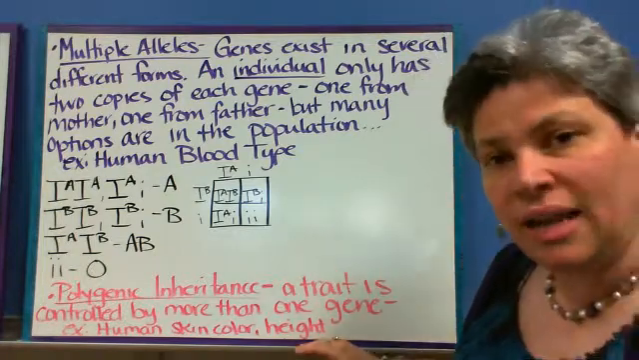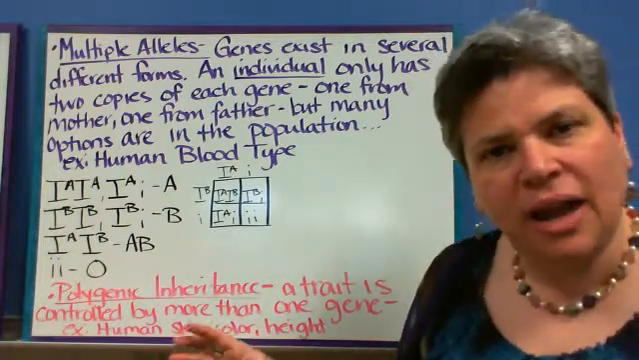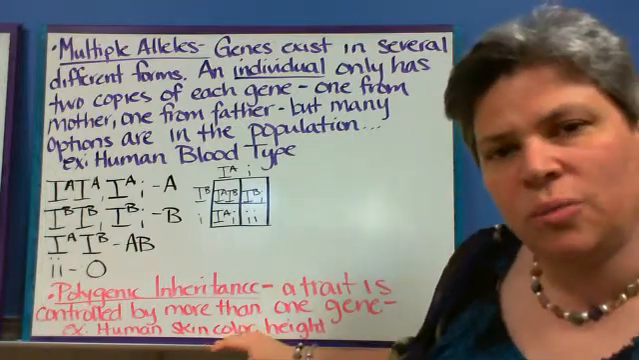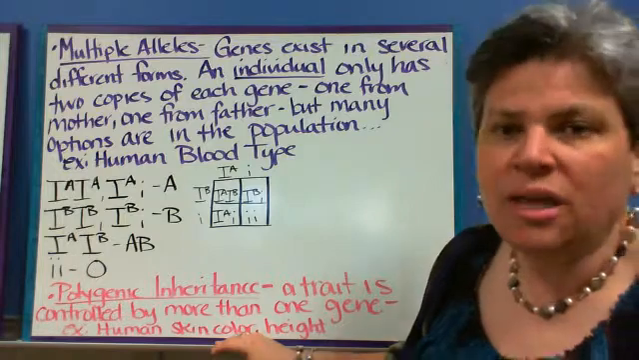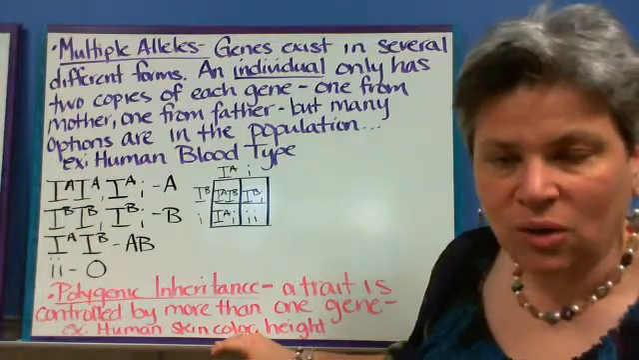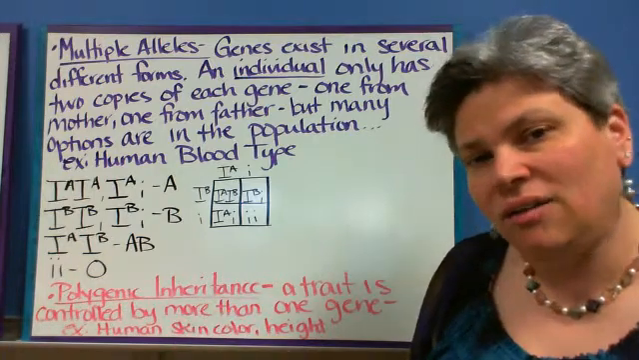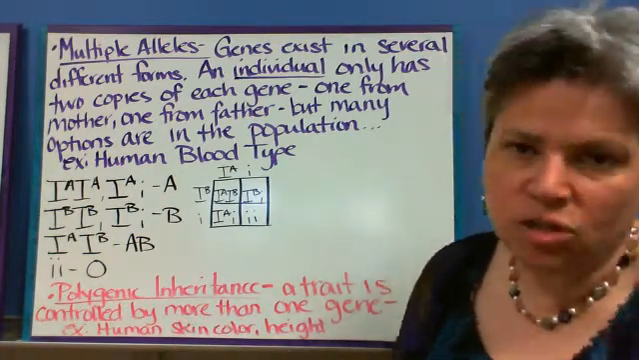Same thing is true with height. There's lots and lots of options for height in humans. And again, what is controlling that? It's being controlled by more than one gene. So because there's more than one gene, we see this wide range of different options. Again, hair color, eye color, many genes control those traits.